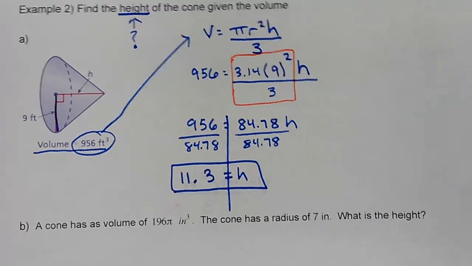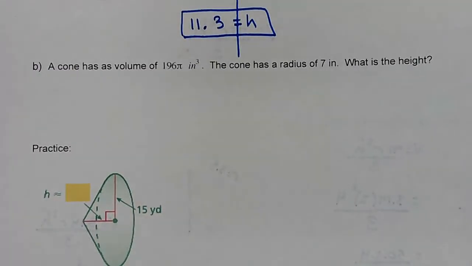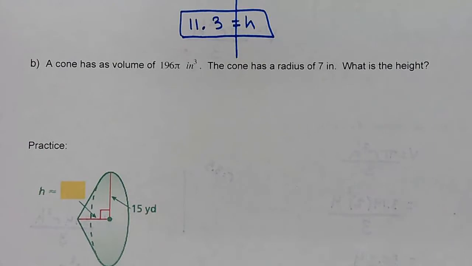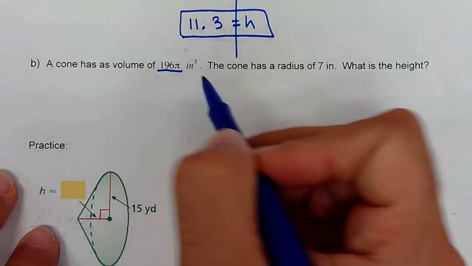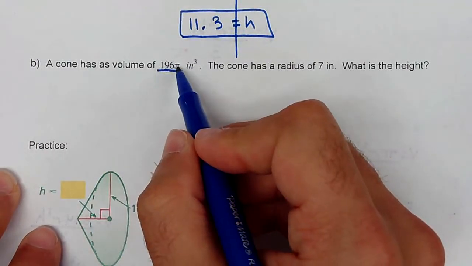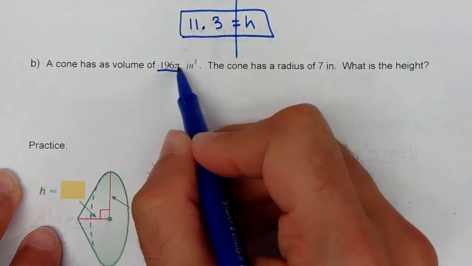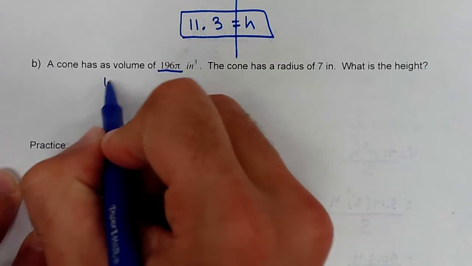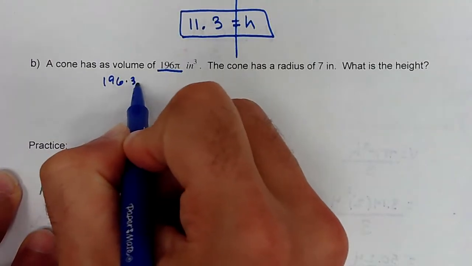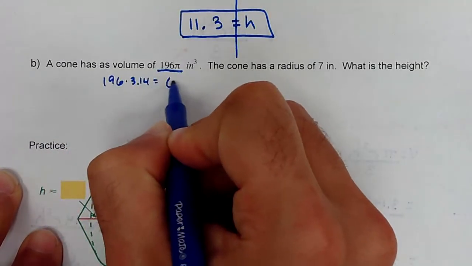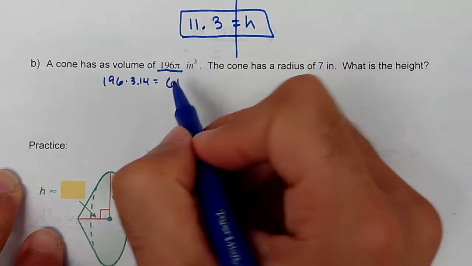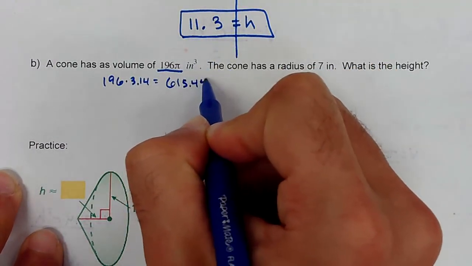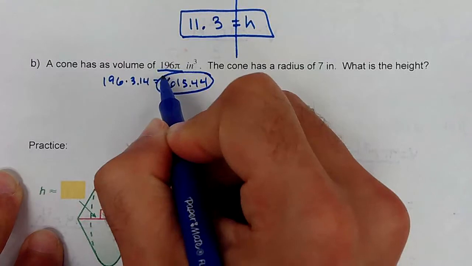We'll do one more example. A cone has a volume of 196 pi. If we ever see this value with a pi next to it, we're going to just multiply those together to get a volume. So if I do 196 times 3.14, I get 615.44. This is the number we're going to use for the volume.